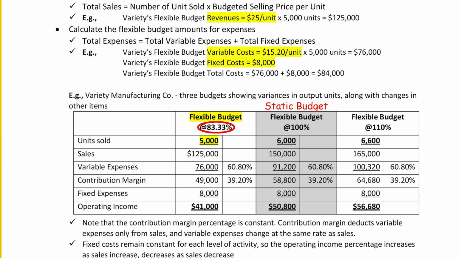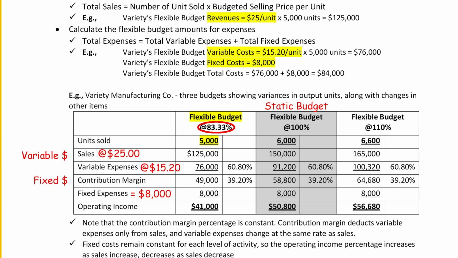So we're going to take sales at $25, variable expenses at $15.20, and on the left write variable dollars. Then you get contribution margin less fixed expenses, which is equal to $8,000, and on the left write fixed dollars.